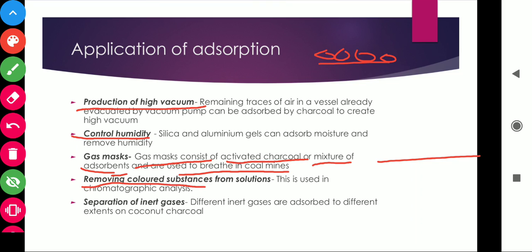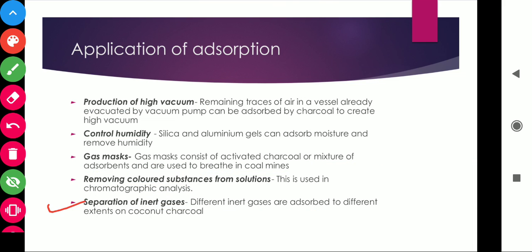Removing colored substances from a solution. In chromatography this is used, and in this process adsorption takes place. Separation of inert gases: if we want to separate inert gases, they can be adsorbed on charcoal of coconut. So it is used for the separation of inert gases also.